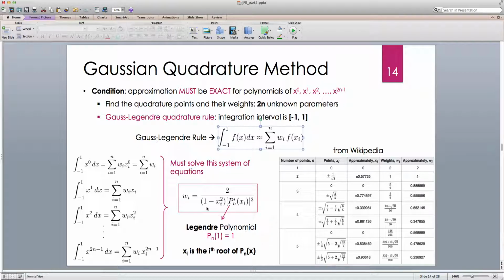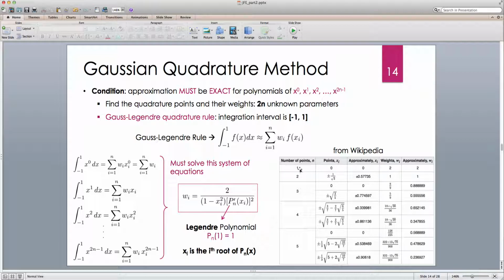And in order to be able to find wi's based on this expression, we have to normalize the Legendre polynomial. Now, this table is from Wikipedia, and this shows us based on the number of points or the partitions that we choose. Let's say if I want to only 1 point, then the point xi is 0, and the weight is 2.